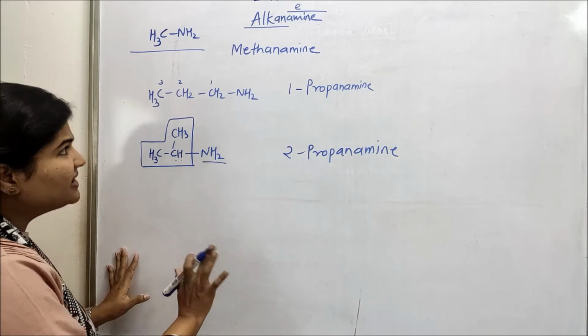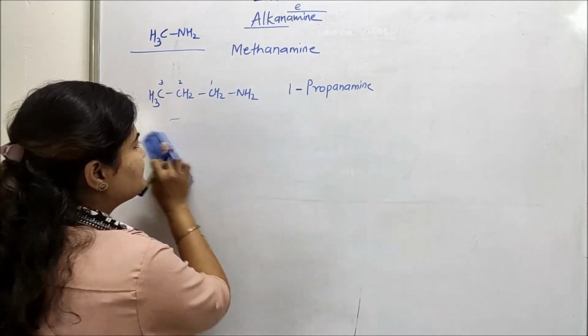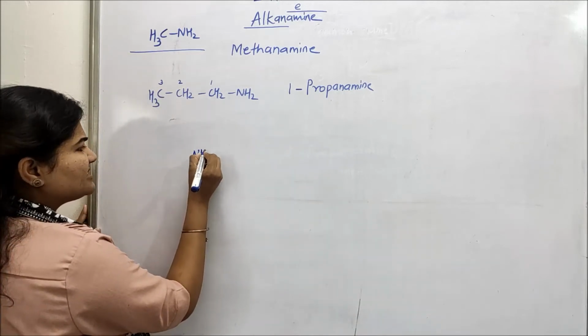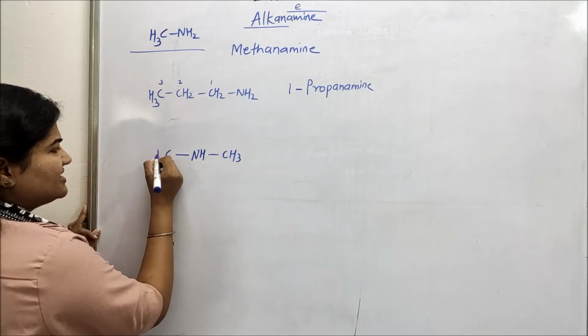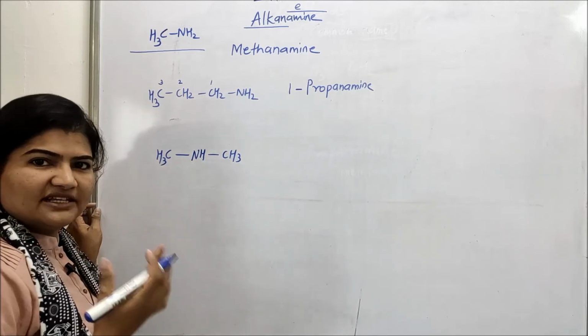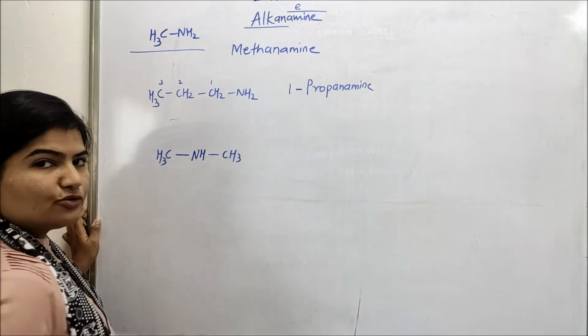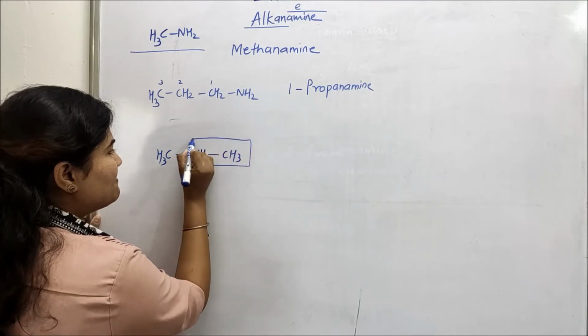I will take one example and then we will discuss it. Okay, so let me just rub this. Okay, now look here, suppose let's take a very simple example, NH, CH3, CH3. Now this is a simple example of a secondary amine. As you can see, both the alkyl groups are the same. So I will consider one of the groups as my parent group.